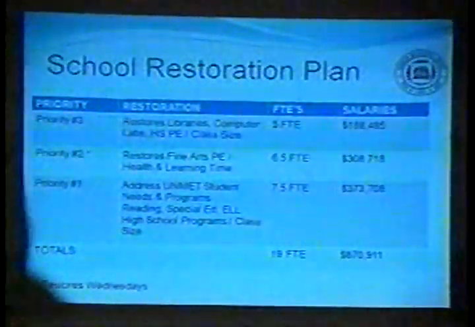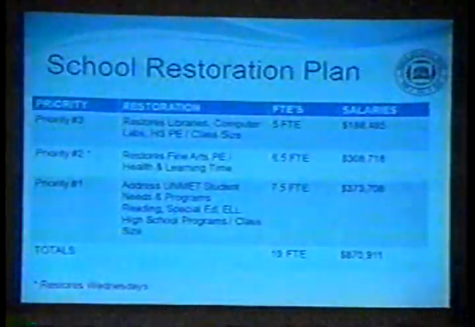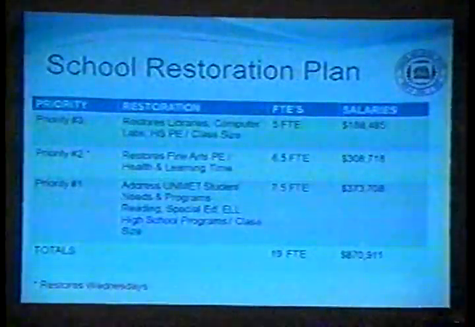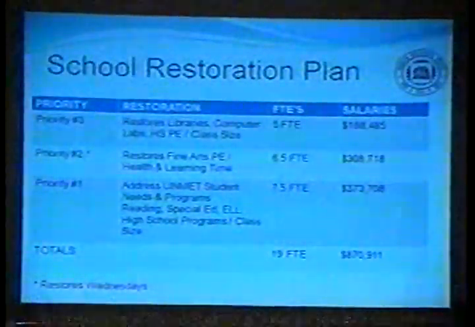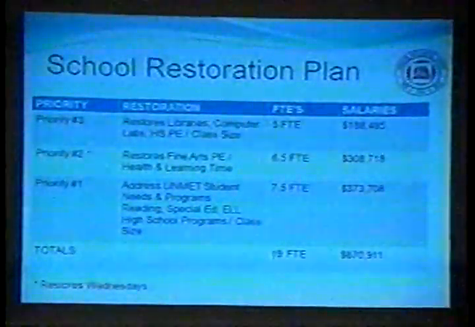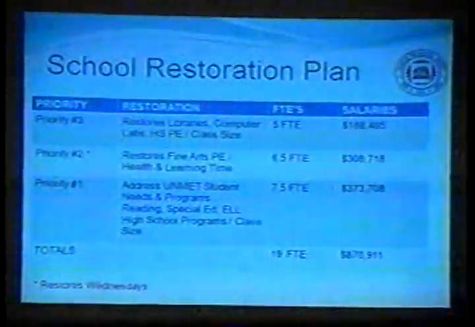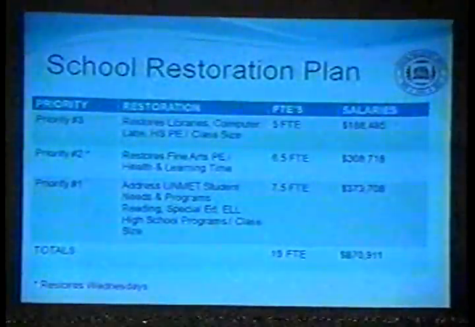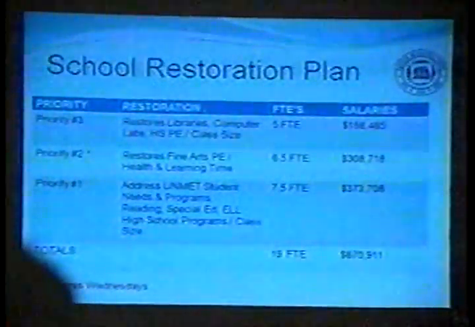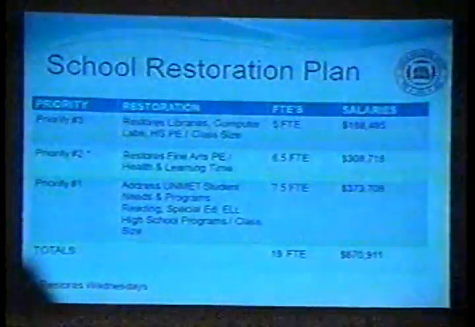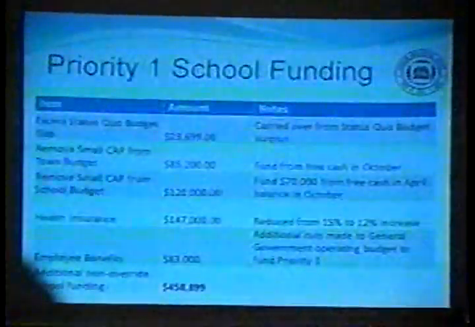And this has happened over the past 6 weeks. This is not the triangle pyramid that the school superintendent had in the paper, but the numbers are exactly the same. Priority 1 requiring $373,708, and then priority 2, $308,718, and priority 3, $188,485. And this is what we've done.